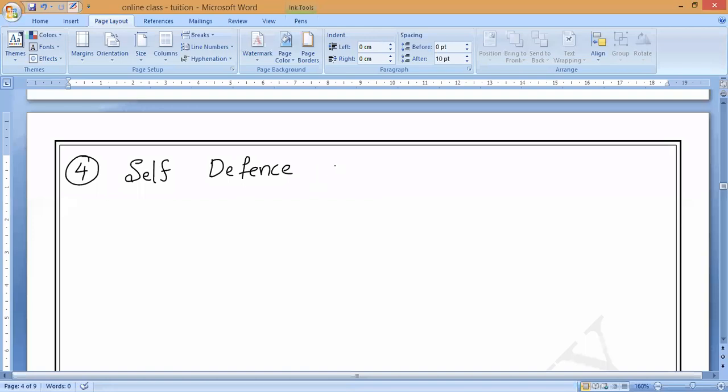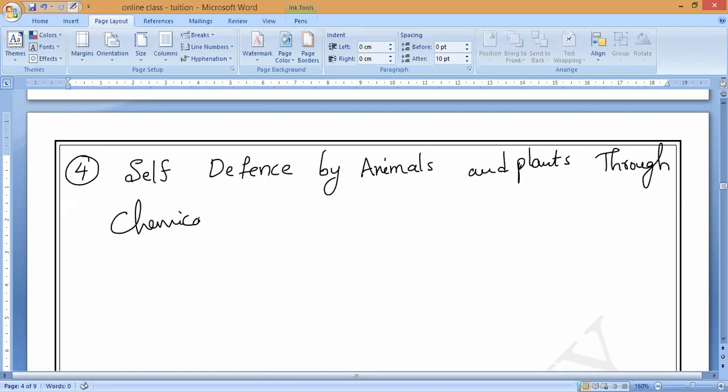So we immediately get the pain. It will swell also. Wherever it bites, it will immediately swell. Correct or not? It will inject some kind of poison. So, self-defense by animals and plants. Even some poisonous plants are there. Self-defense by animals and plants through chemical warfare. What is that?